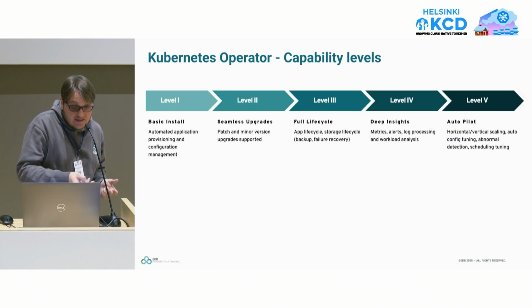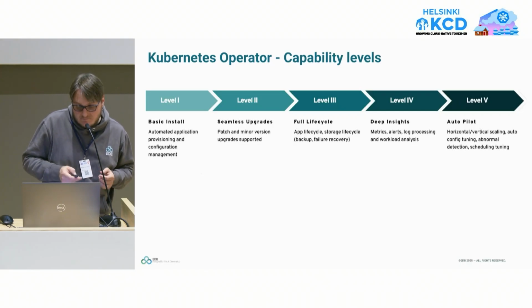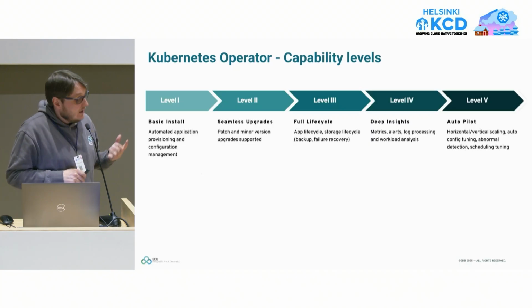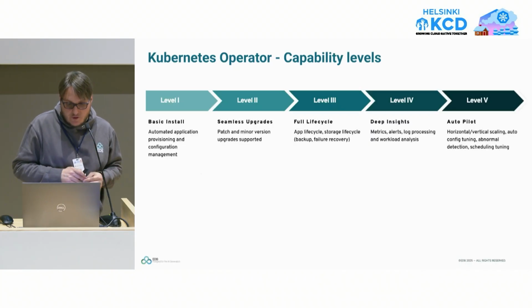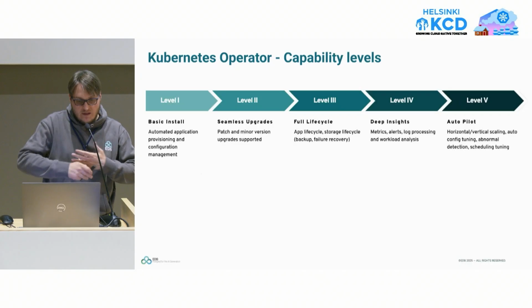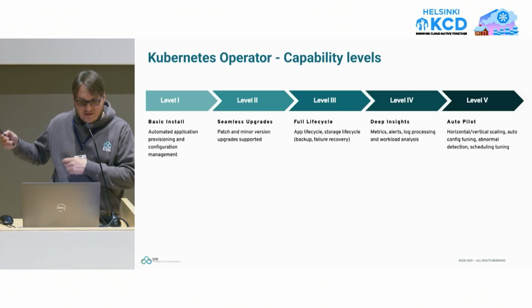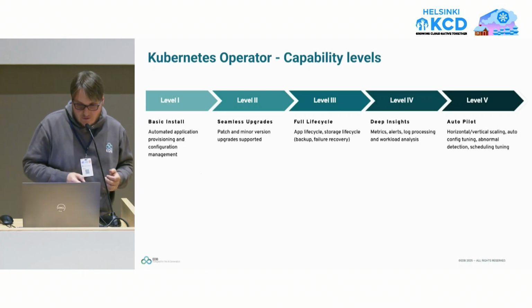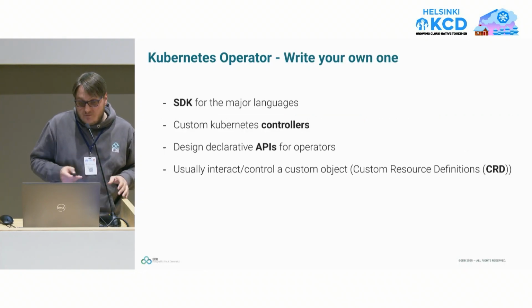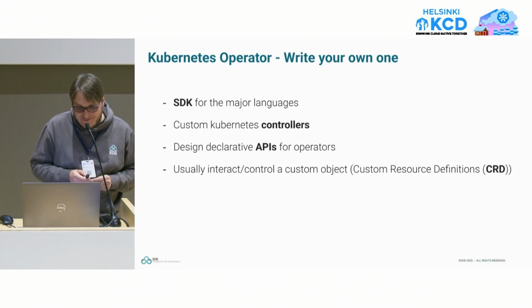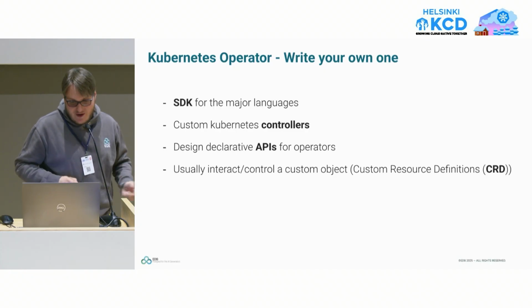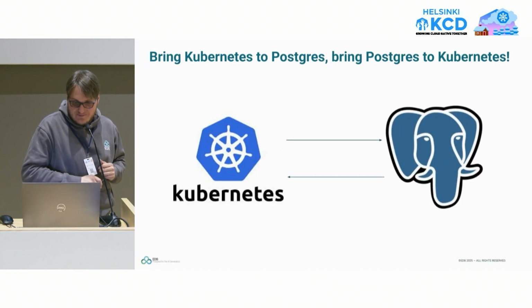And the operators basically have levels that they should adhere to. CloudNativePG is actually a level 5 operator, so basically it does all of these: basic installation, seamless upgrades, full lifecycle, monitoring insights, autopilot. The operators are very, very important for many reasons, and also you can write your own, choosing your SDK, choosing your language. You have a lot of possibilities.